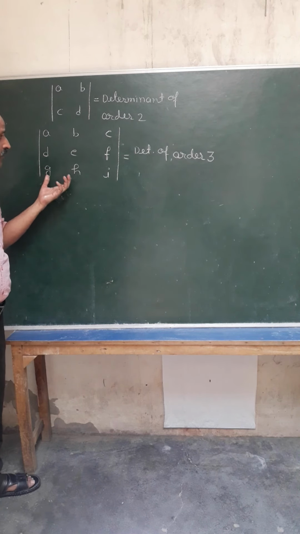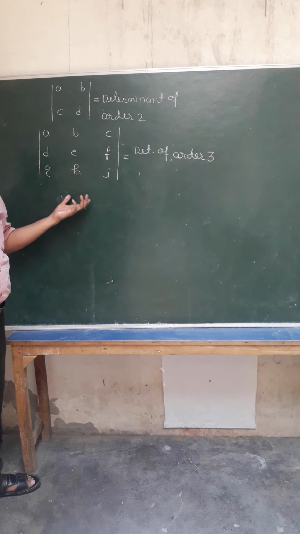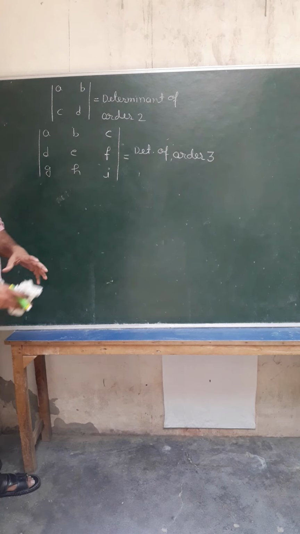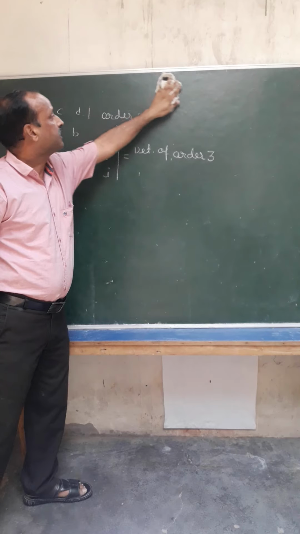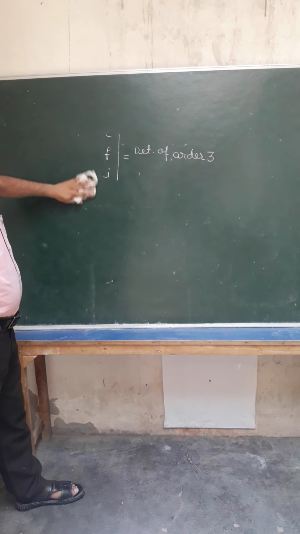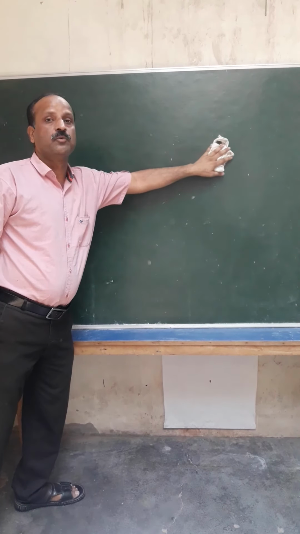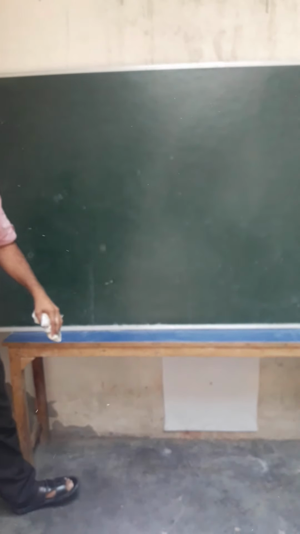Now, how will we find the value of a determinant? As I told you earlier, a determinant represents a numerical value. Determinant एक numerical value को represent करता है. उस value को हम find out कैसे करते हैं?